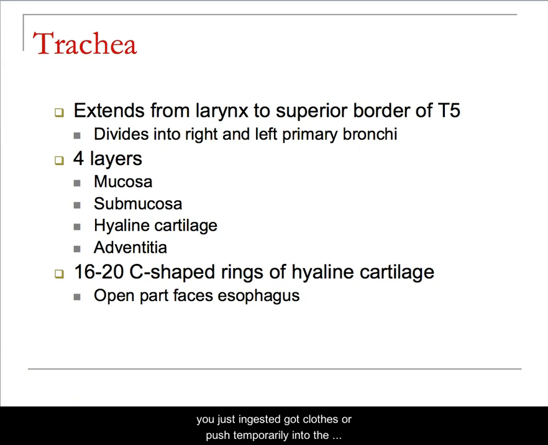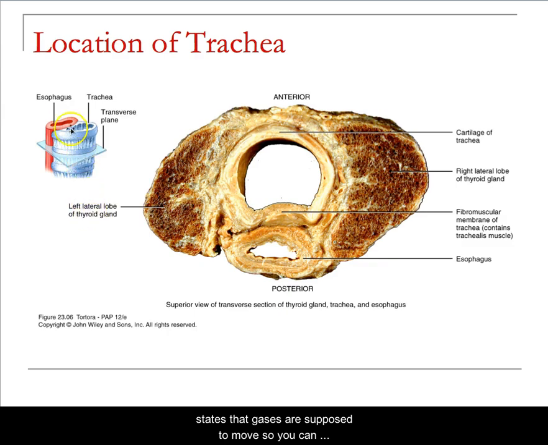Where are we? Let's take a look at this. Here's our esophagus. Here's our trachea. Okay? What you need to understand is that Mother Nature had to figure out a way to let things move down your esophagus, meaning the food you just ingested, okay? Close or push temporarily into the space that gases are supposed to move so you can oxygenate and remove carbon dioxide from yourself. Inside here, you'll have a fibromuscular membrane that contains the trachealis muscle. Generally speaking, what you actually have is this open space where gases will pass through.